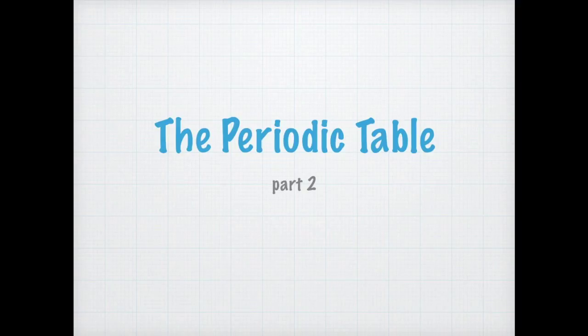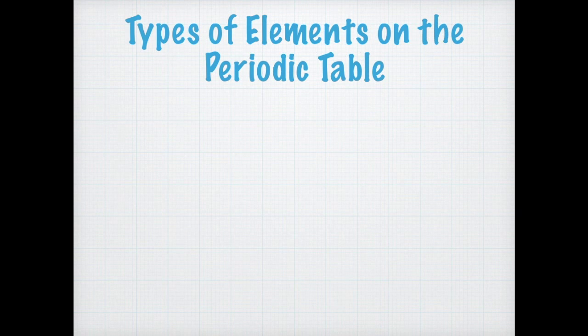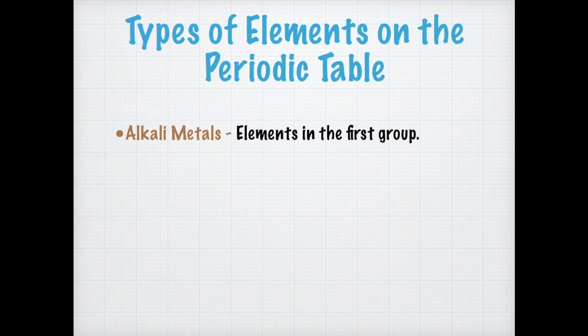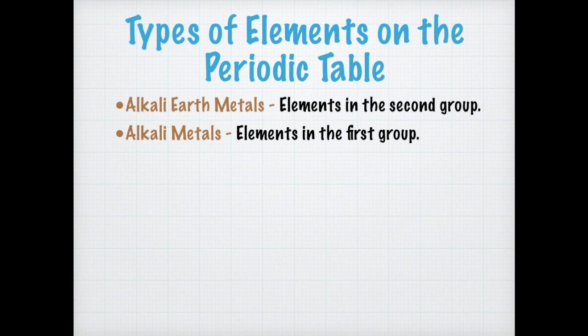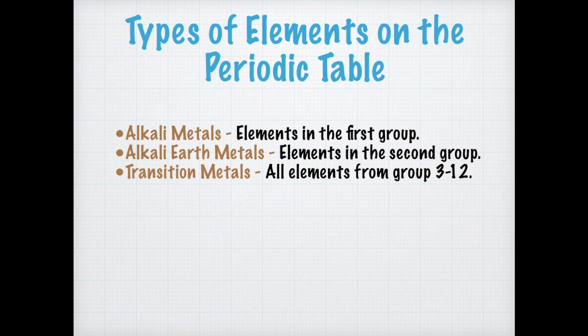Now, let's move on to the contents of this video. So, let's learn about the types of elements of the periodic table. First, you have the alkali metals, which are the elements in the first group. If you want to know what a group is, it is a column in the periodic table, as we learned in the first video. Alkali earth metals are the elements in the second group of the periodic table.